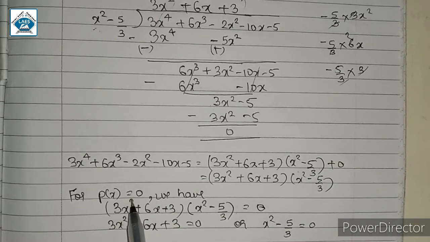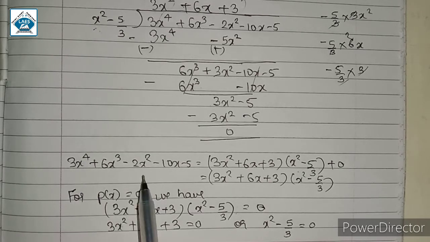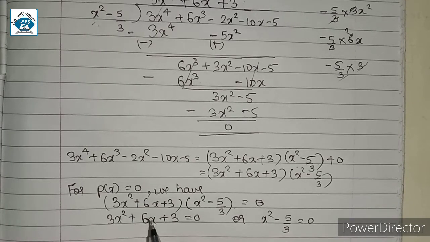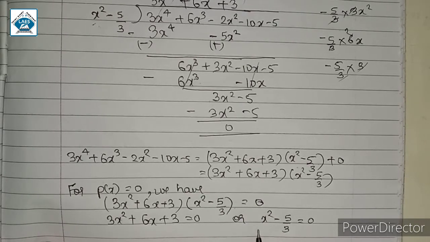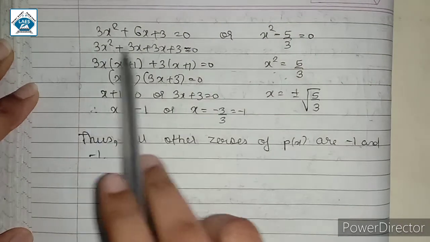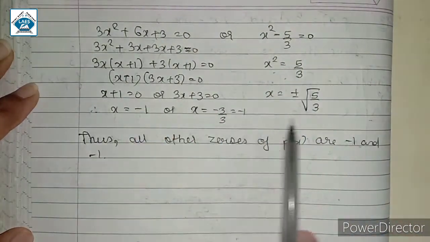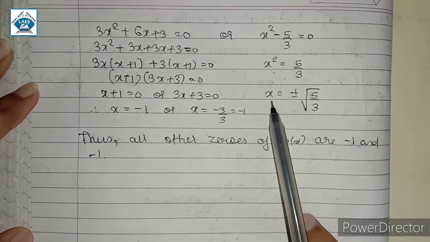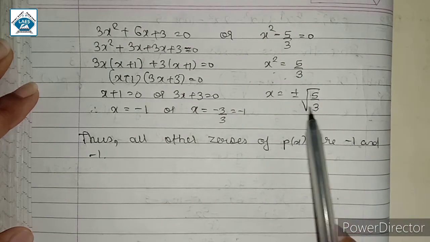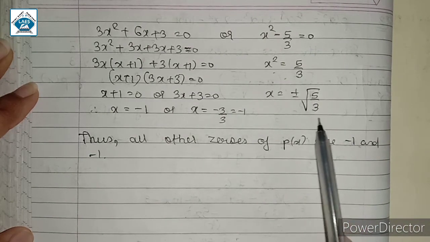For finding the zeros of this polynomial, we take p(x) equal to 0. Then we have (3x² + 6x + 3)(x² − 5/3) = 0. That means either this is equal to 0 or this is equal to 0. Over here we have the solutions of those two quadratic equations. So this was already given: x is equal to plus root 5 by 3 and minus root 5 by 3.